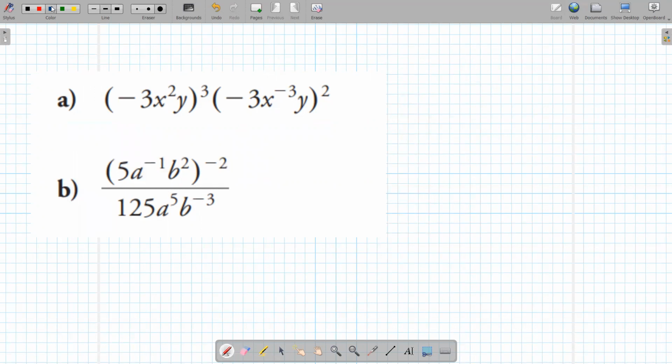Let's look at A. If you were to open the first bracket, what do you get? -27x to the power of 6, and then y to the power of 3. So it's going to be -3 cubed, okay? x6, y3 from the first bracket. And from the other bracket, you get -3 squared, x -6, y squared, yeah? So notice we have -3 here, -3 here. How many -3s do we have in total? We had 3 from the first, 5. How many x's do we have in total?